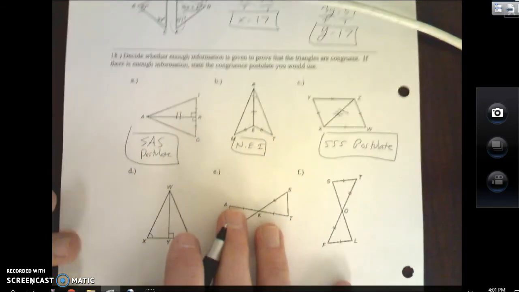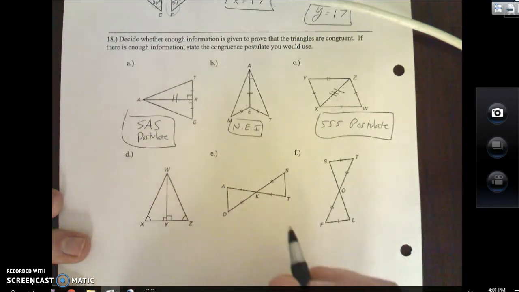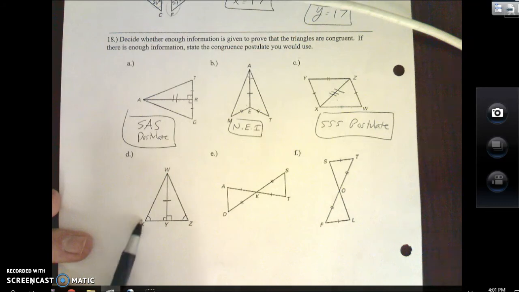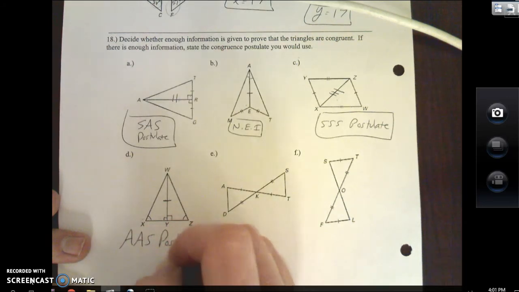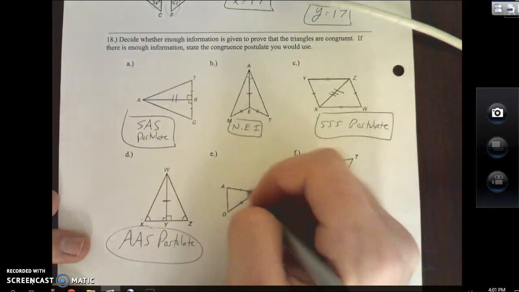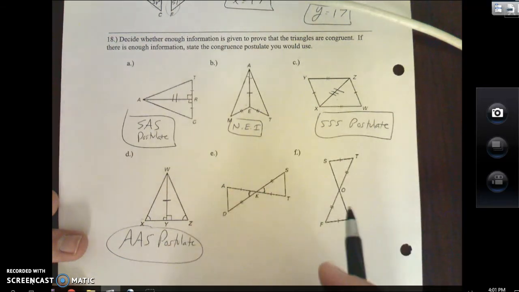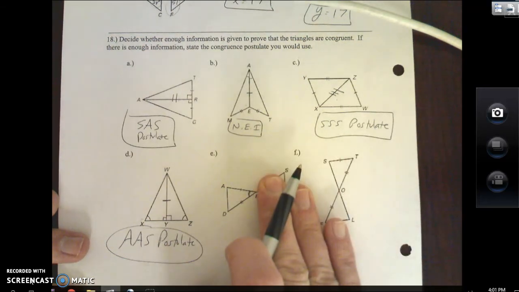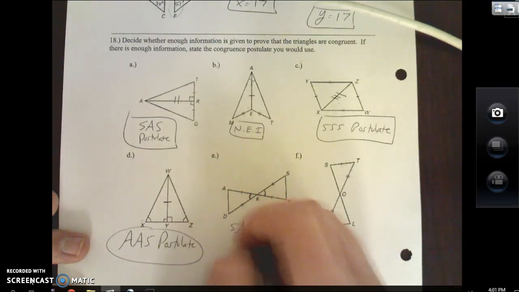Okay, good. Part D, now I've got the angles on the outside. If this is 90, that's 90. And they also have this. All right, well, I've got an angle. I've got an angle. I've got a side. A, A, S. All right, part E. In the middle, I've got vertical angles. All right, vertical angles there across from each other. So now take a look. If I cover one of these up, I've got a side, I've got an angle, I've got a side, SAS. That one works.